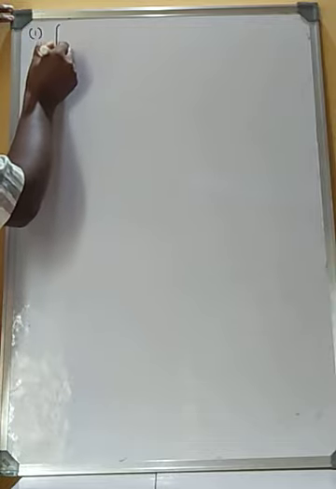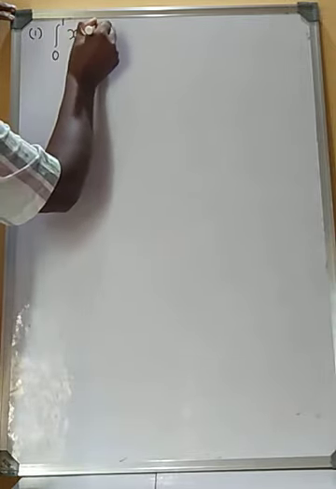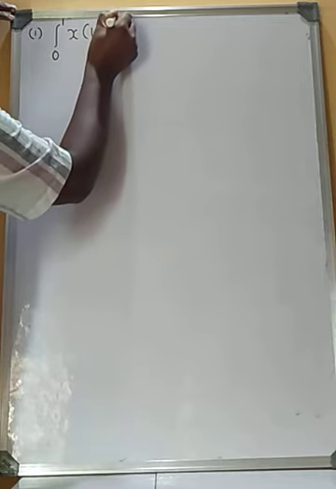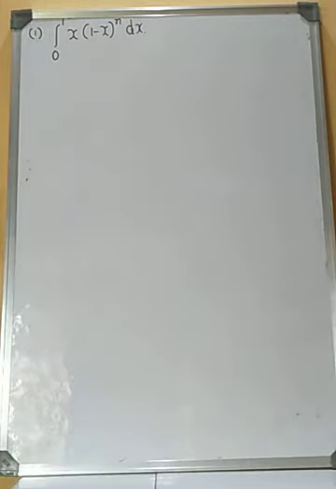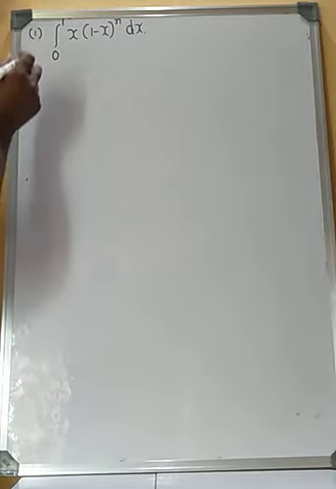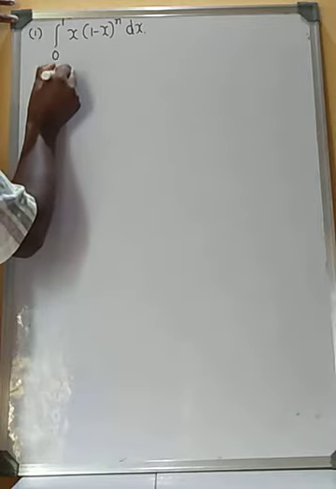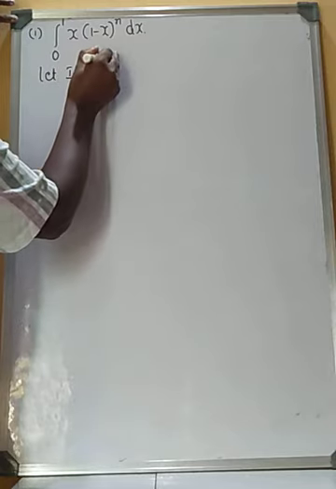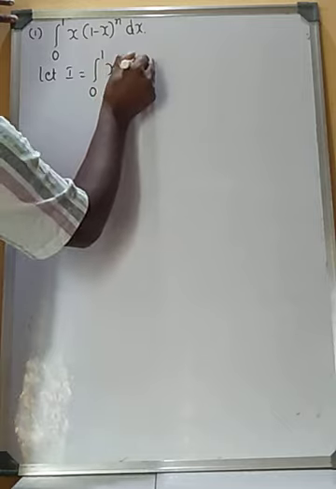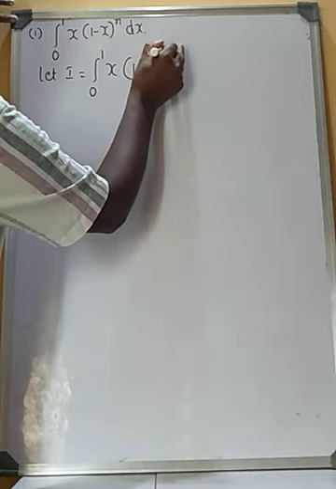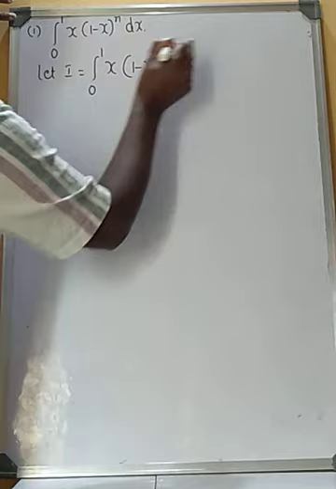Integral 0 to 1 x into (1 minus x) whole power n into dx. So evaluate this integral. So let I equal integral 0 to 1 x into (1 minus x) whole power n into dx.